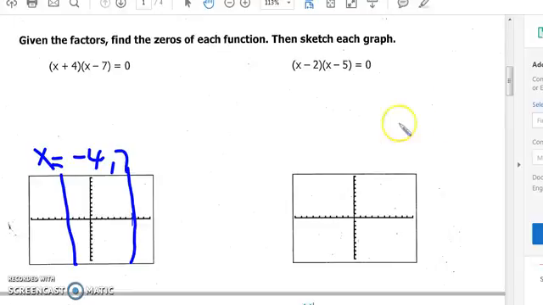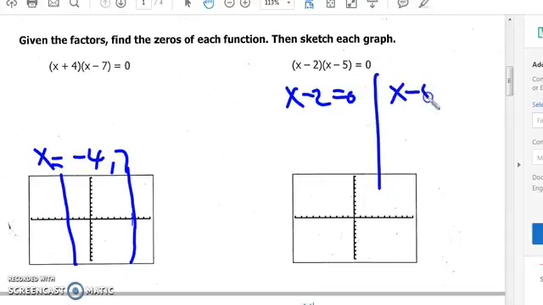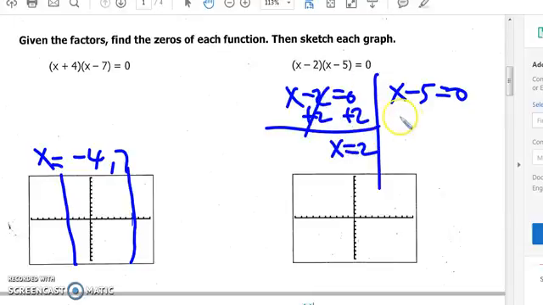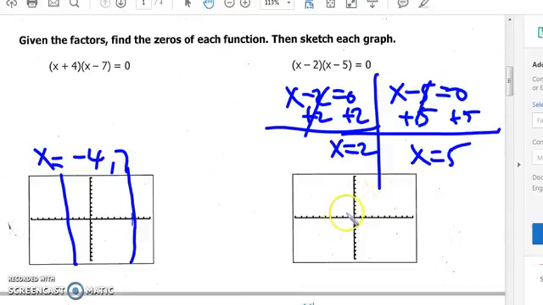Okay, so let's try the second one. So you're going to do x minus 2 equals 0, x minus 5 equals 0. So take this equal to 0, equal to 0. That means y equals 0. So what is x? What minus 2 is 0? So add 2, always the inverse. X is 2. And then plus 5. X is 5.